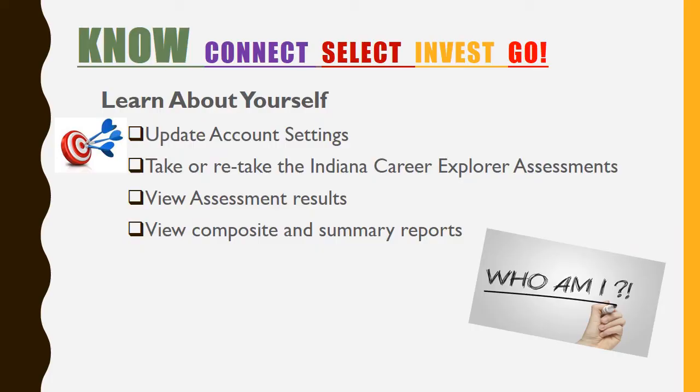To begin, we are going to focus on the Know attribute, which is to learn about yourself. We're going to do several things. The first is to update your account settings and make sure that you have the appropriate grade level. Then we're going to take or retake the Indiana Career Explorer assessments. Then I'll show you how to view your assessment results and view the composite and summary reports. Please know that if you do not get the steps completed today, you will be able to log in at any time and continue working on this section throughout the year.